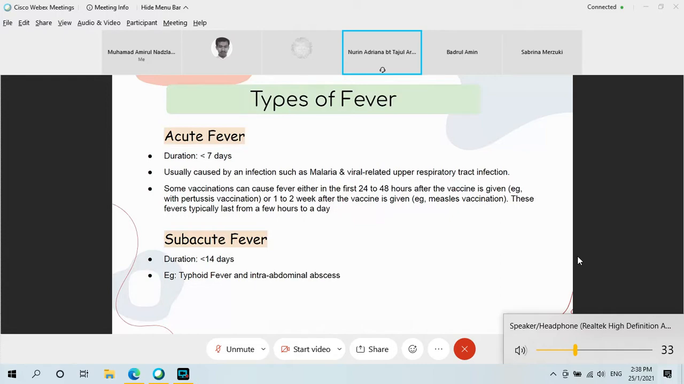While subacute fever, the duration is less than 14 days. For example, typhoid fever and intra-abdominal abscess. For typhoid fever, we have to ask the patient for any history of if they have eaten at roadside stalls so that we can rule out the transmission of contaminated food and water. Next.